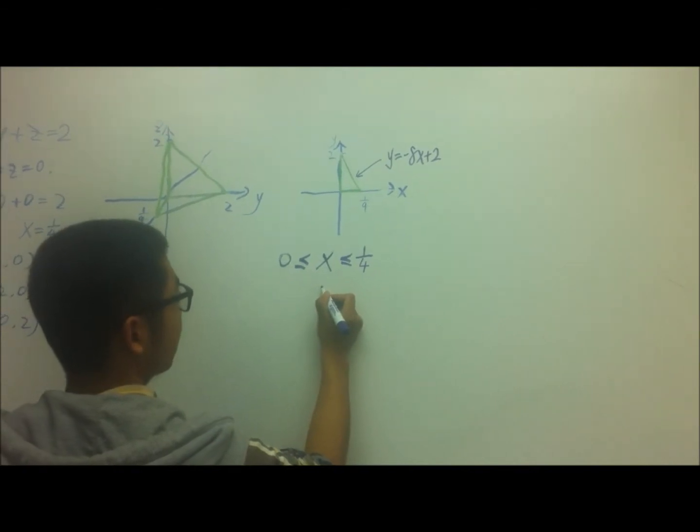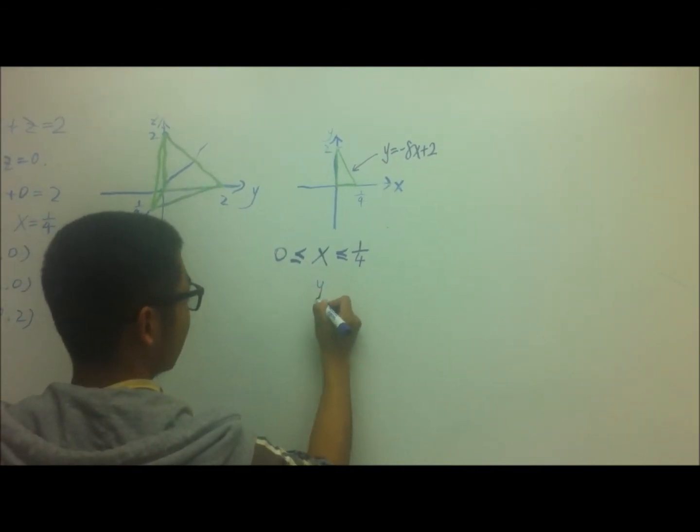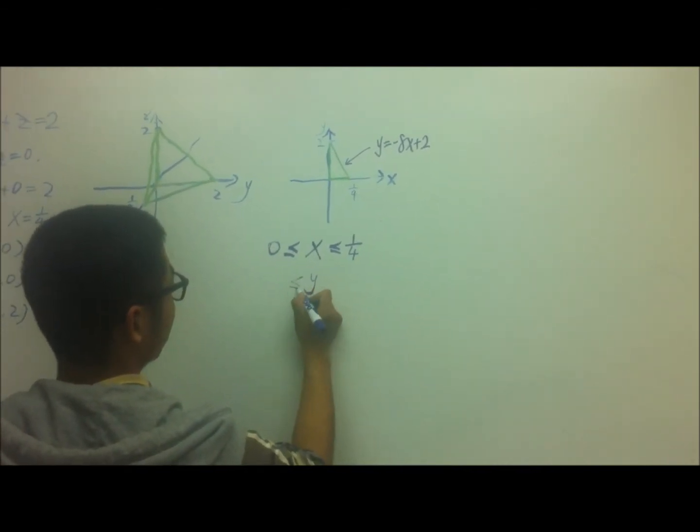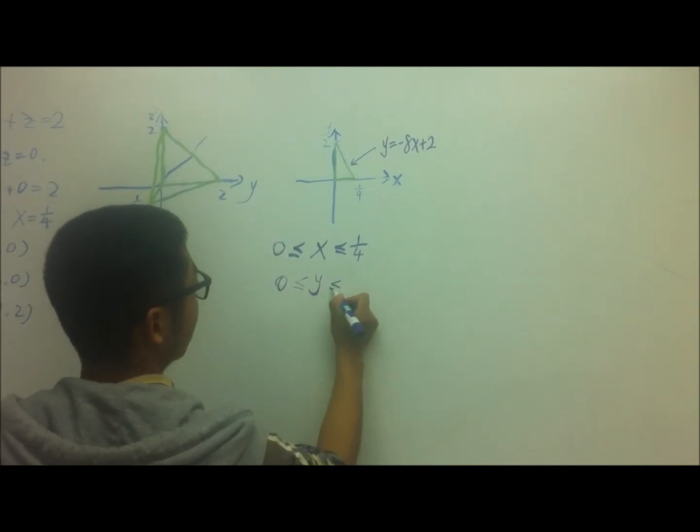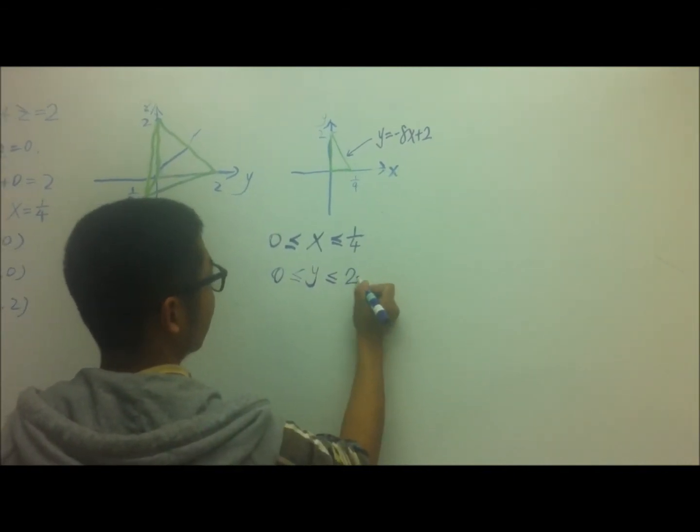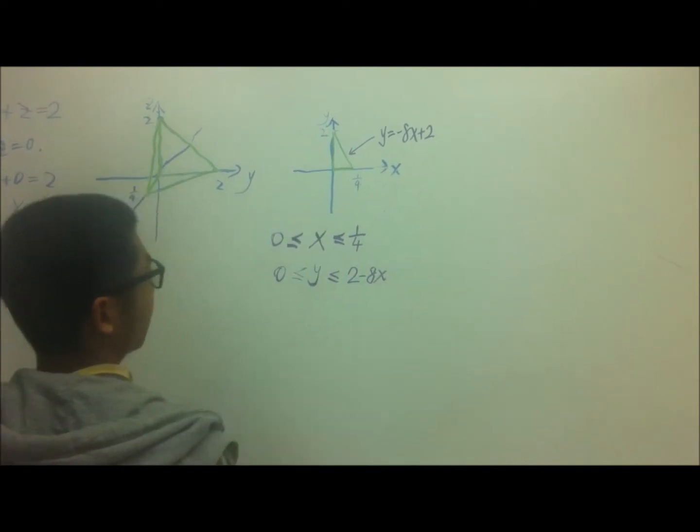Since we have the equation of the line, we can now find our bounds. The bounds for y go from 0 to 2 minus 8x.